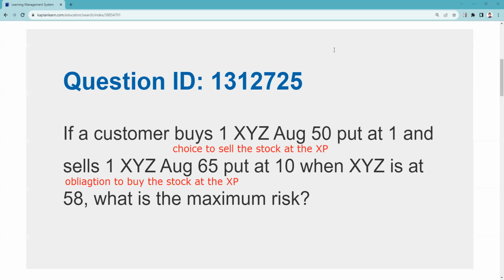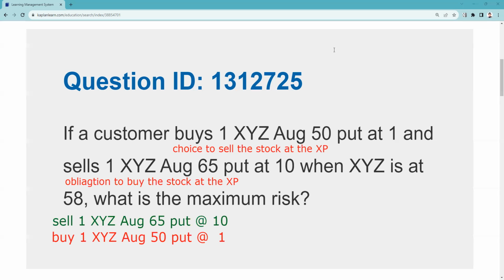What I like to do is put this on my scratch paper in a way that makes my analysis a little easier. It says, what is the maximum risk? So I'm just going to stack my legs there. Not testable, that's called a leg. And that's what that looks like. If I'm trying to figure out the dominant leg, it's my obligation to buy the stock at 65. And I think you're a pretty smart bull here.